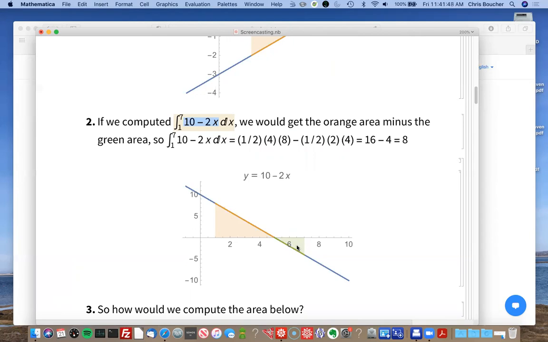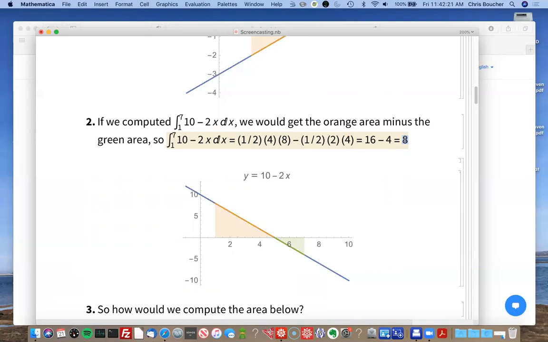Again, I can use geometry in this case to figure all of that out. The area of the orange triangle is this, 1/2 base times height. The base of the triangle is from 1 to 5, that's 4 units, and the height is 8. I can get that by plugging x equals 1 into the function. 10 minus 2 times 1 is 8. And the area of the green triangle is given by this quantity. So I take orange minus green and I come out with this value for the integral. And again, what 8 is, it's the net area between the function and the x-axis.